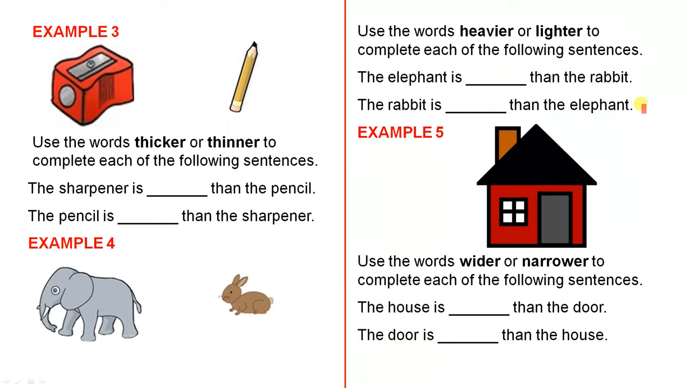There and there. Example 5. Use the words wider or narrower to complete each of the following sentences. There and there.